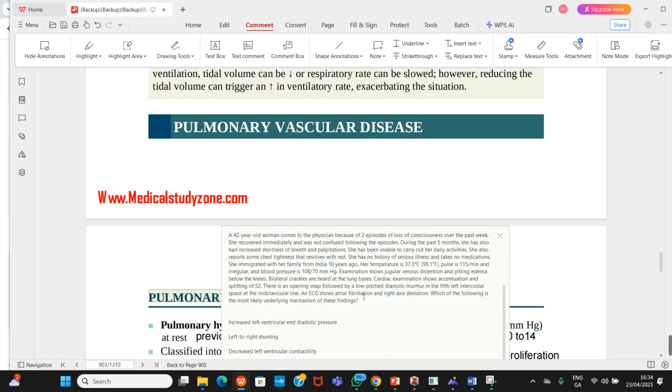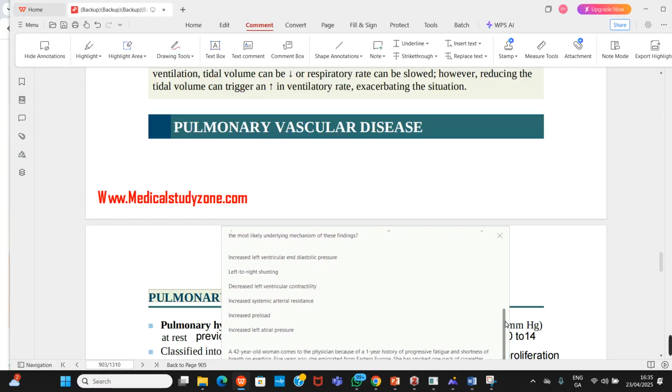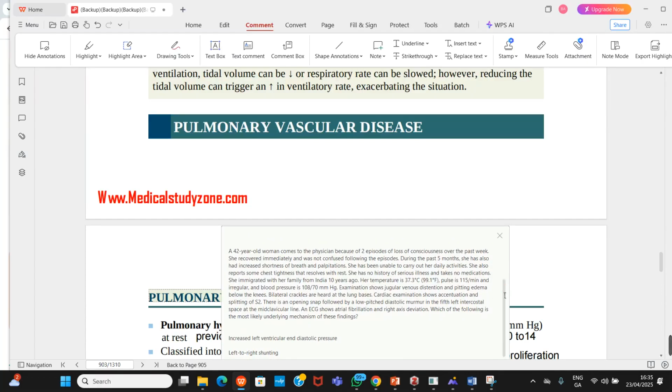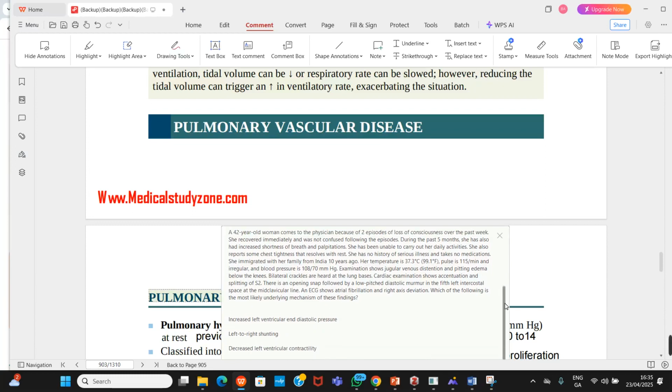Temperature is normal, pulse is elevated and irregular, blood pressure is 108/70. Examination shows jugular venous distension and pitting edema below the knees. Bilateral crackles are heard at the lung bases. Cardiac examination shows accentuation and splitting of S2. There's an opening snap following a low-pitched diastolic murmur in the 5th left intercostal space at the midclavicular line. An ECG shows atrial fibrillation and right axis deviation. Which of the following is the most likely underlying mechanism of this finding?